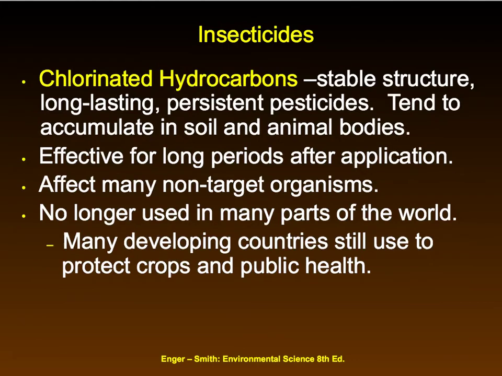The last slide we started talking about DDT, a chlorinated hydrocarbon, which is a stable structure, a long-lasting, persistent pesticide that tends to accumulate in the soil and in animal bodies. So think DDT here. Absolutely think DDT. The effects last for long periods after application, and they affect many non-targeted organisms, which is key. They are no longer used in most of the world. Many developing countries still use it to protect crops and public health, but we're trying to lean towards not using it anymore.